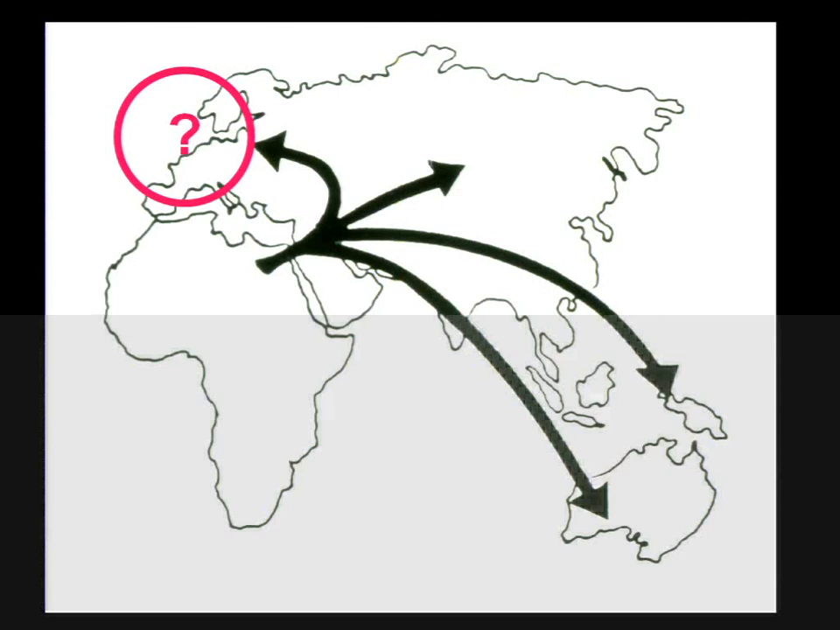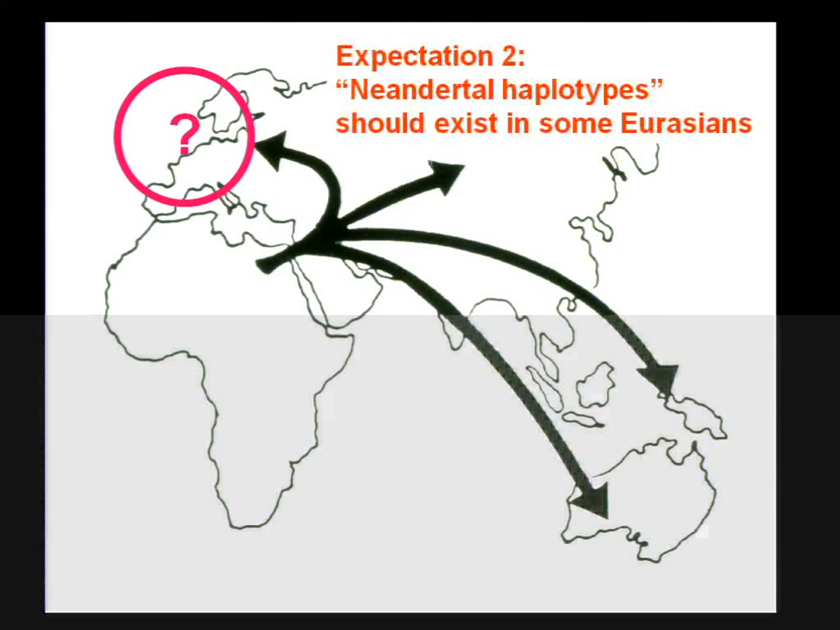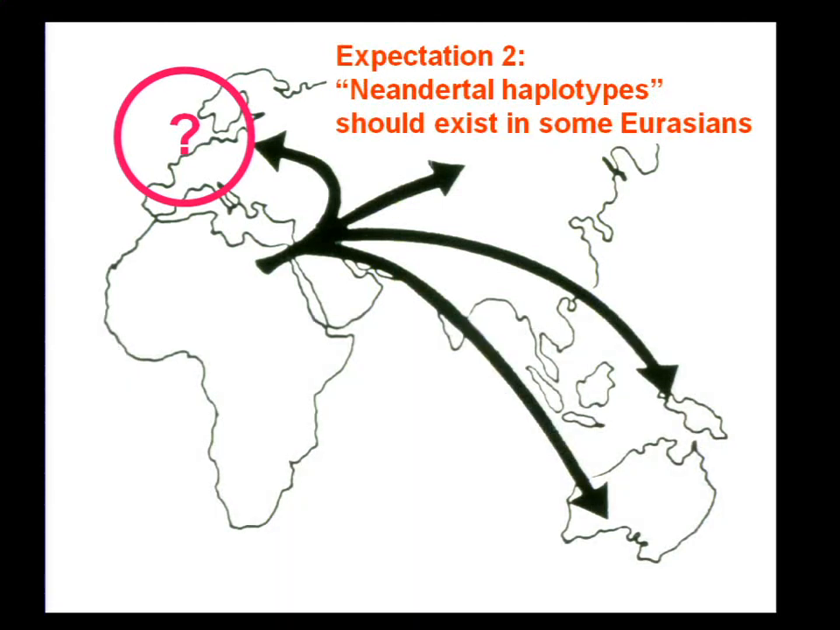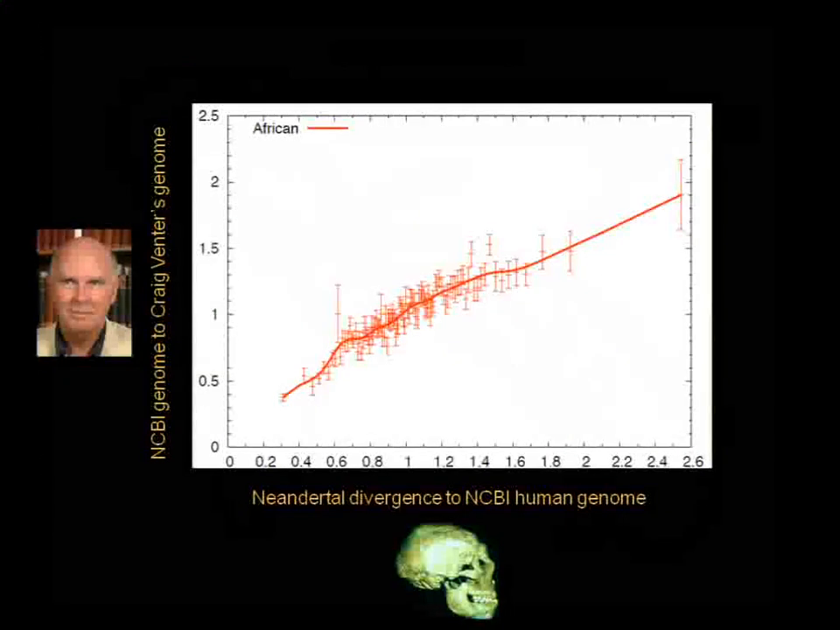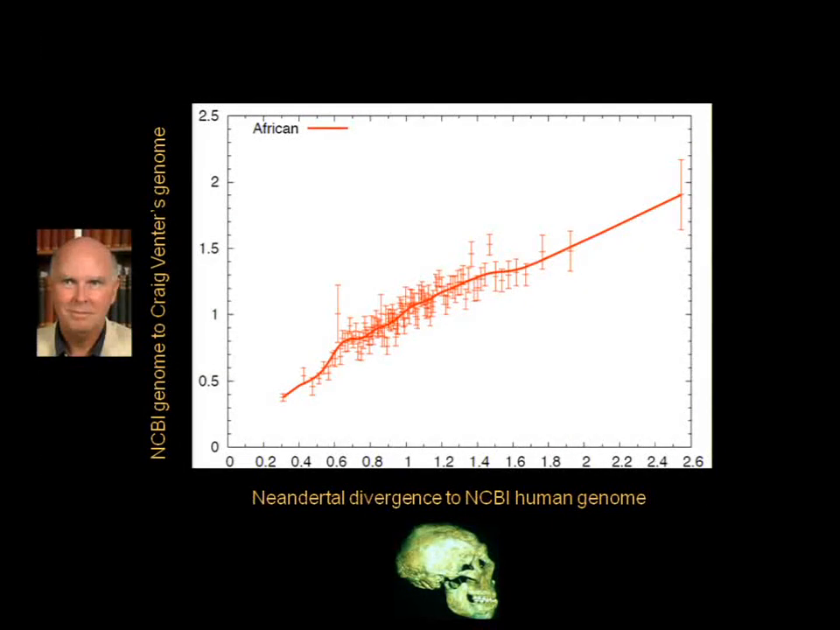The second expectation was that if there was interbreeding with Neanderthals, we would expect to see outside Africa, in Eurasians, Neanderthal haplotypes, things that would be particularly close to Neanderthals in some humans, but not all humans outside Africa. So we look at that first in the African parts of the human reference genome, where we expect no contribution from Neanderthals since they were never in Africa.